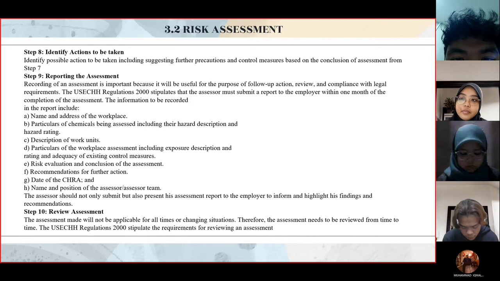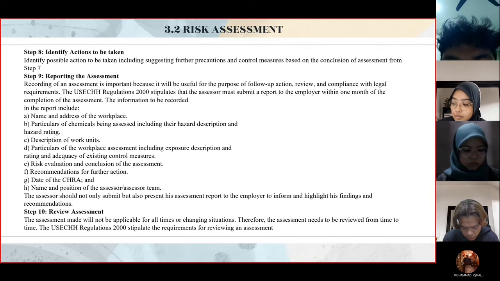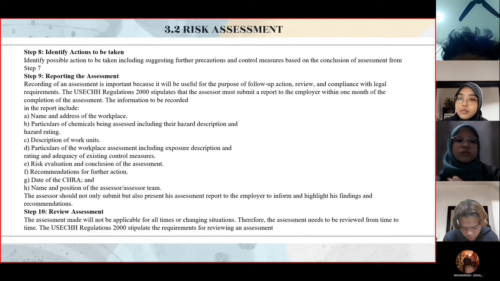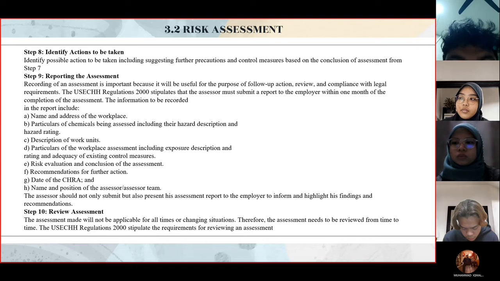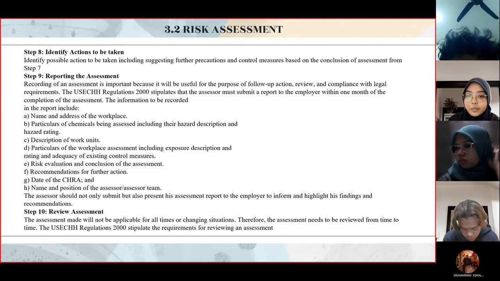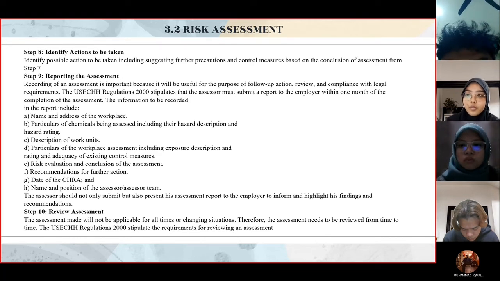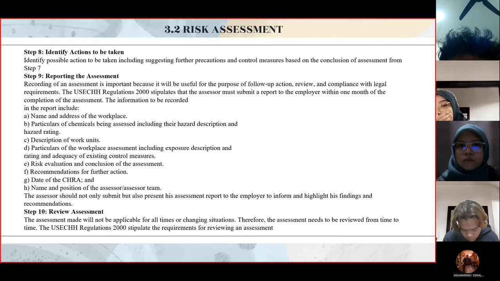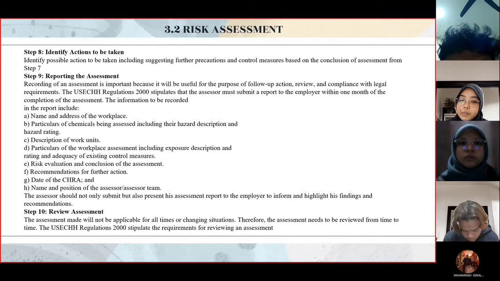Step 8. Identify action to be taken. Identify proposed actions to be taken, including suggesting further precautions and control measures based on the conclusion of the assessment from step 7. Step 9. Reporting the assessment. Recording of an assessment is important because it will be useful for the purpose of follow-up action, review, and compliance with legal requirements. The USECHH Regulations 2000 stipulate that assessors must submit a report to the employer within one month of the completion of the assessment.